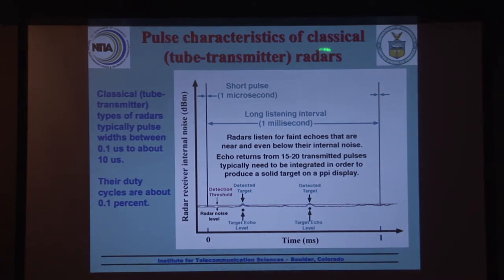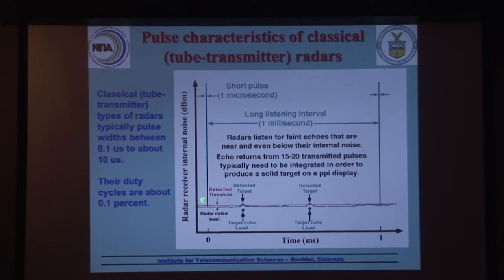So, the pulse characteristics of classical or tube-type radars. Basically, tube-type radars typically emit pulses that are on the order of 1, 3, or 10 microseconds, but they're on the order of a microsecond. The interval between them is roughly 1,000 times longer, 1 millisecond. If you see that kind of duty cycle, a duty cycle of 0.1%, that is to say the pulse width divided by the interval between the pulses is about 0.1% or so, it's almost certainly a tube radar.